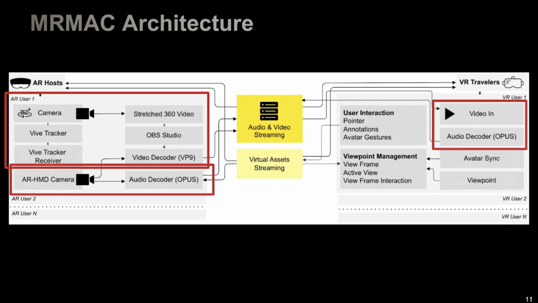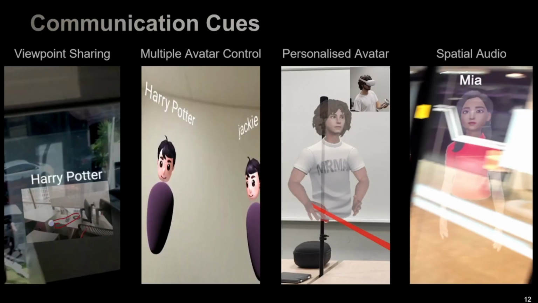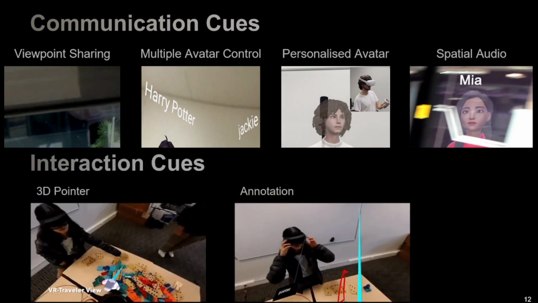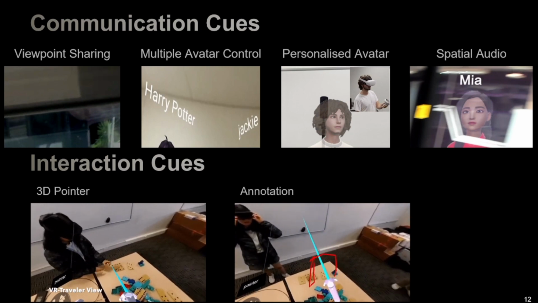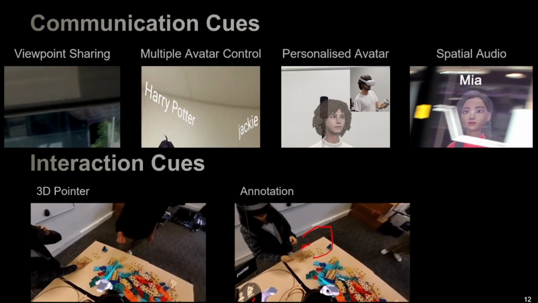Then remote users receive those video feeds and also send their viewport stream. I used WebRTC, SFU architecture, and the system was implemented in the Unity 3D game engine. The system provides rich communication and awareness cues for remote users to explore and interact with the local users and their environment, such as view window sharing, multiple avatar control, personalized avatar and spatial audio. Apart from communication cues, a couple of interaction cues were also added, such as 3D spatial pointers and annotation tools.